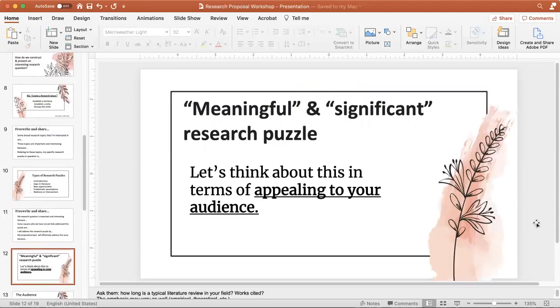All right, now let's move on to thinking about the meaning, the significance of your research puzzle. And let's think about this in terms of your audience and how you might appeal to this audience and really make it clear to them that what you're doing is super important and will benefit all of humankind in a few interesting ways.